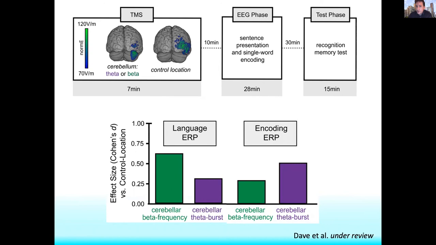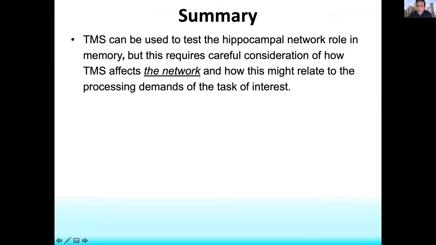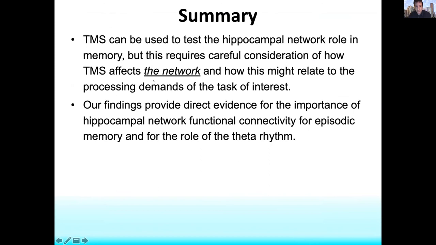And so to summarize everything, I think that TMS in particular can be used to test the hippocampal network's role in memory and other complex cognitive functions. But this requires careful consideration of how TMS affects the network, which is really the unit of targeting, and how this might relate to the processing demands of the task of interest. The findings I've talked about provide direct evidence for the importance of hippocampal network functional connectivity for episodic memory, and in particular for the role of the theta rhythm in this functional connectivity for memory.